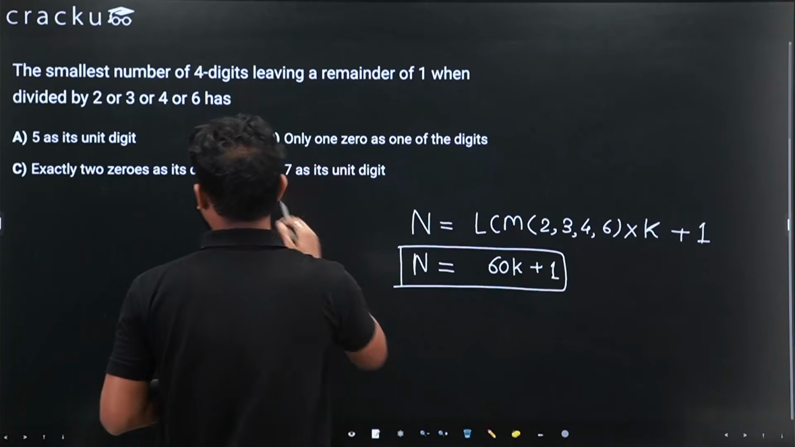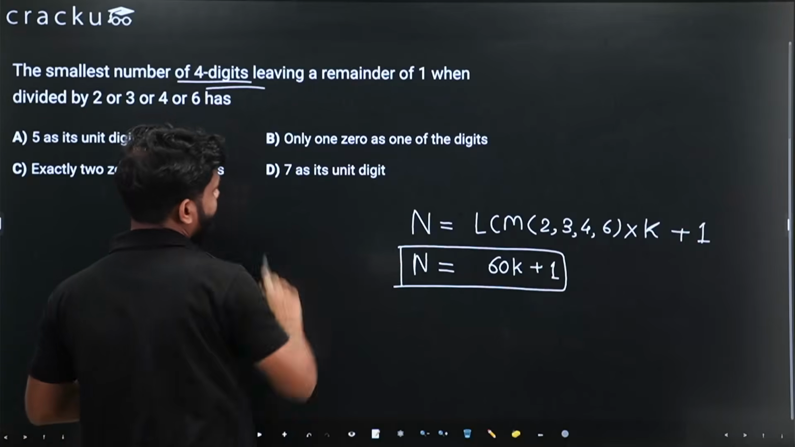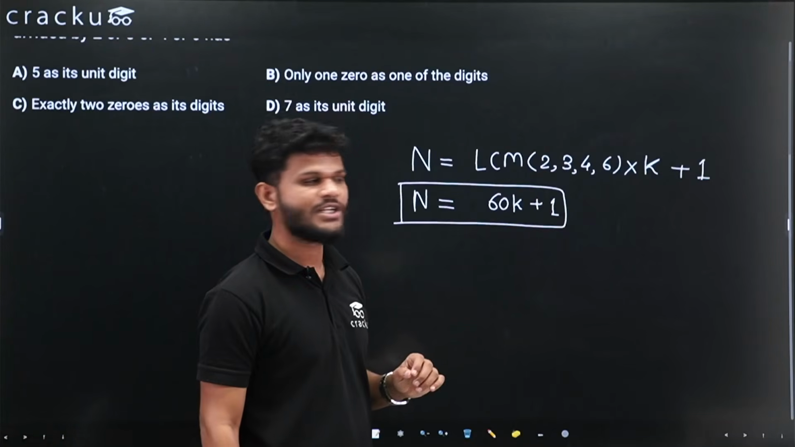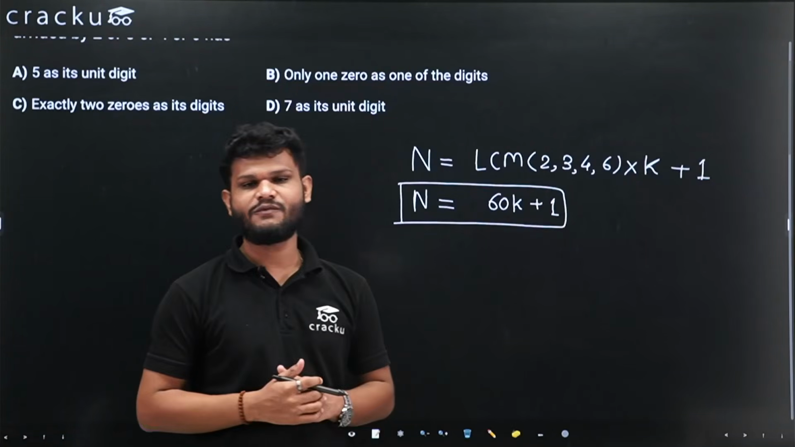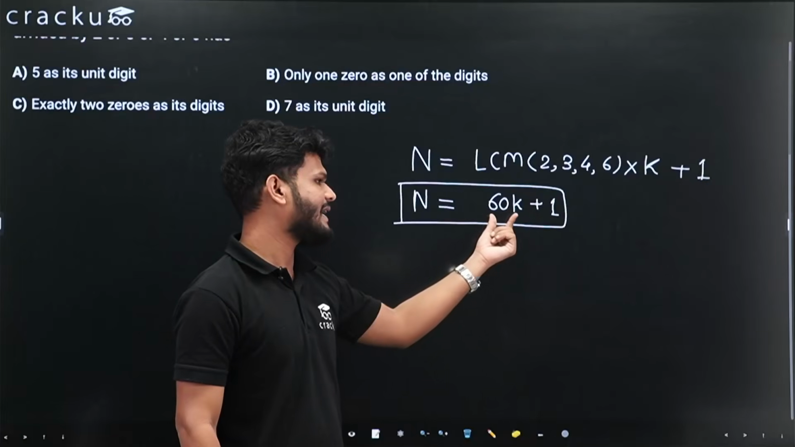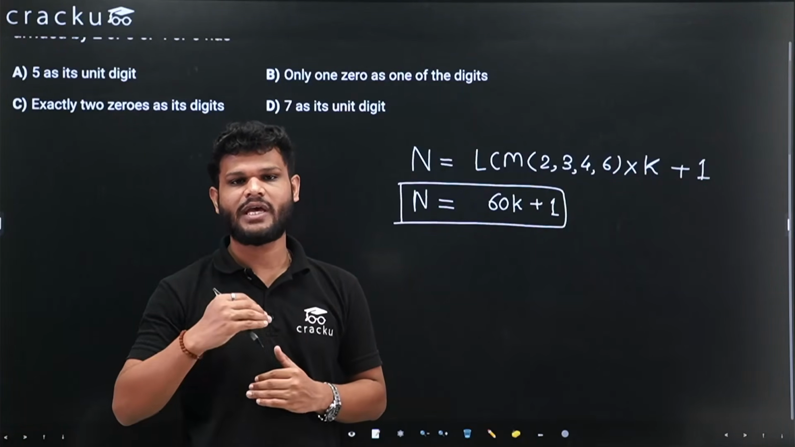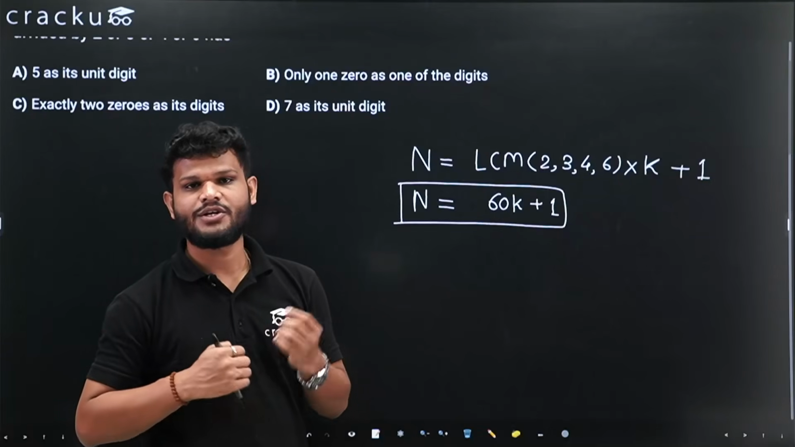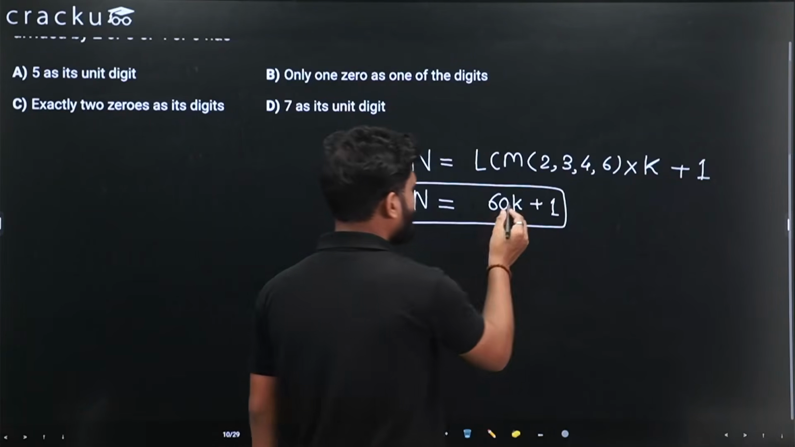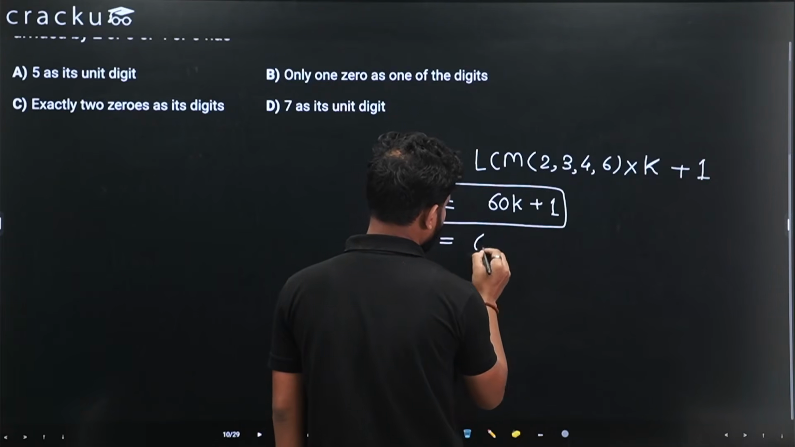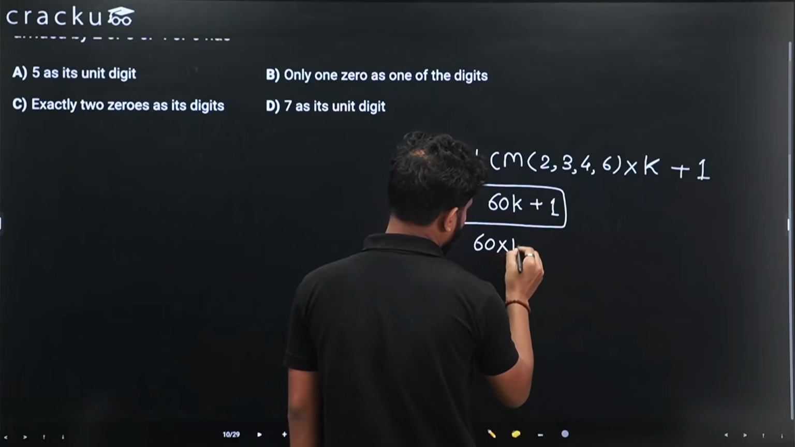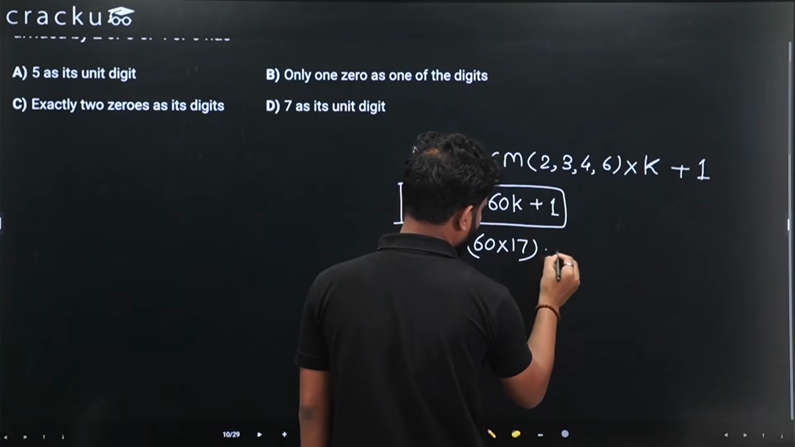What we want is the smallest 4-digit number. So how would you find the smallest 4-digit number? If you put k is equal to 16, this will be 960 plus 1, which is 961. It is a 3-digit number. So k should be more than 16. It should be 17. If you put k is equal to 17, this will be 60 into 17 plus 1.